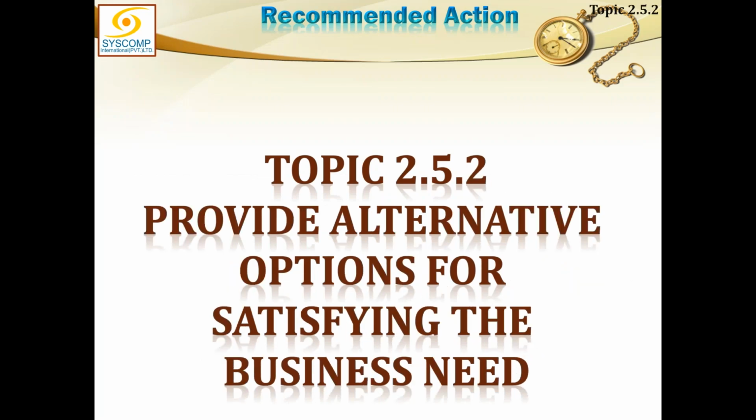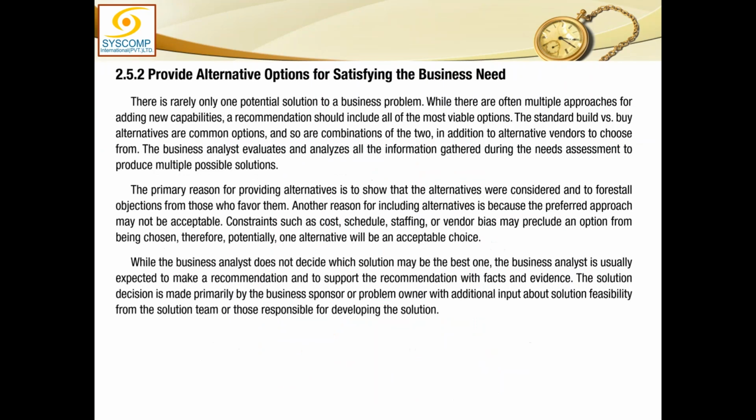Then provide alternative options for satisfying the business need. There is rarely only one potential solution to the business problem. While there are often multiple approaches for adding a new capability, a recommendation should include all of the most viable options and your suggestion, which is the best option. Generally, again, no calculations here. The standard build versus buy alternative are common options, and so are combinations of the two. In addition to alternative vendors to choose from, the business analyst evaluates and analyzes all the information gathered during the need assessment to produce multiple possible solutions.